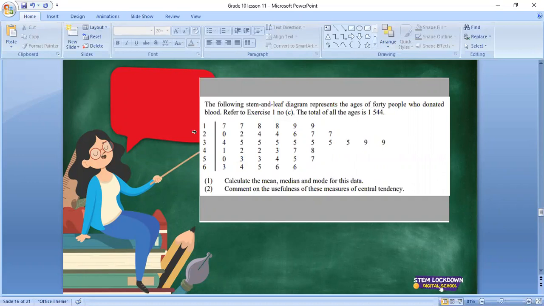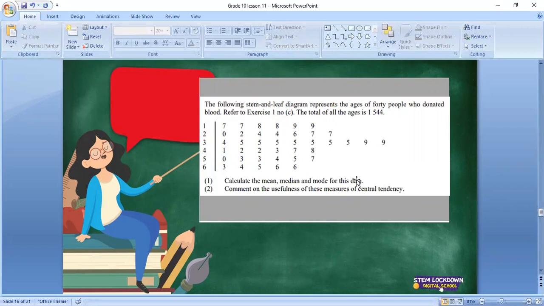So what does this mean? That means the youngest person is 17, the next is 17, 18, 18, 19, 19. So you must be able to create the numbers. To create the numbers, we're going to use the stem as well as the leaf. Now calculate the mean, median, and mode for these data.